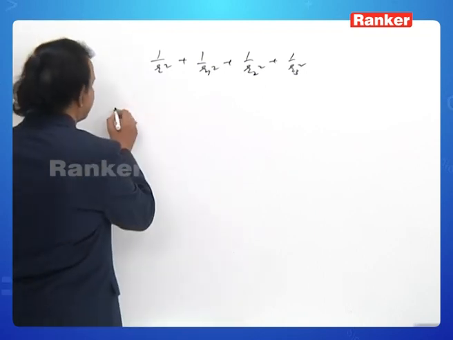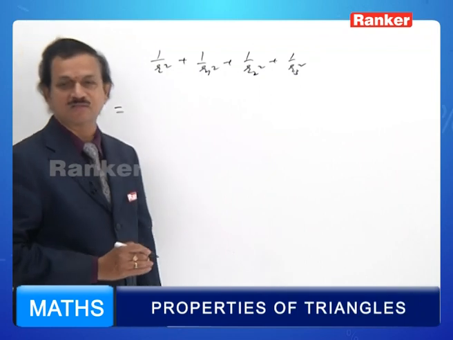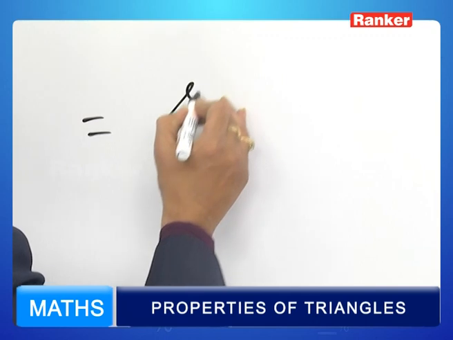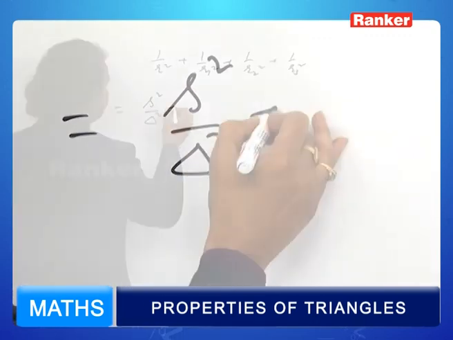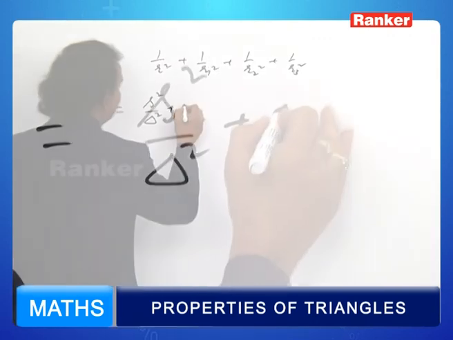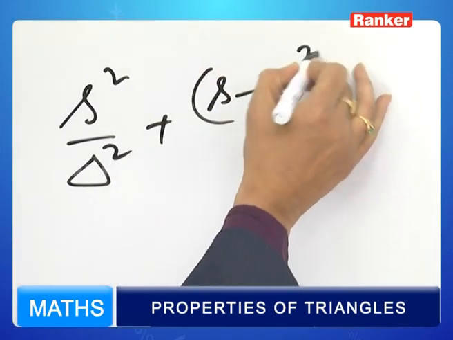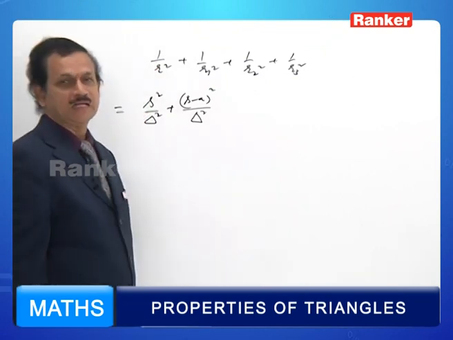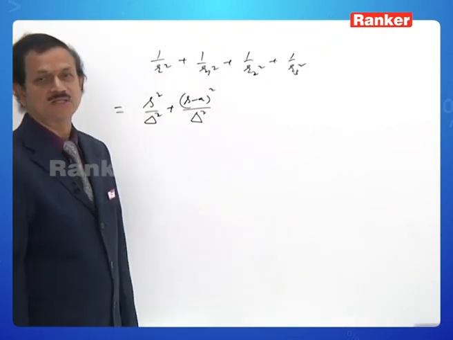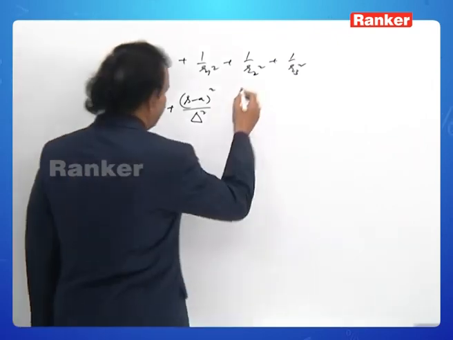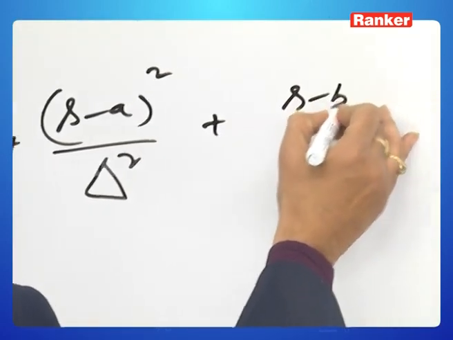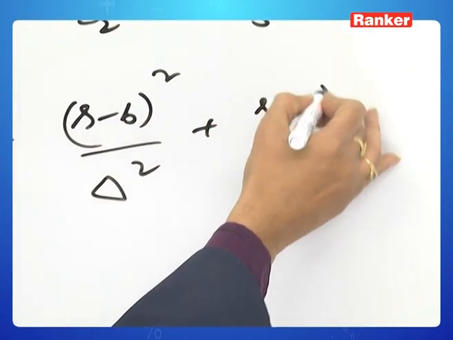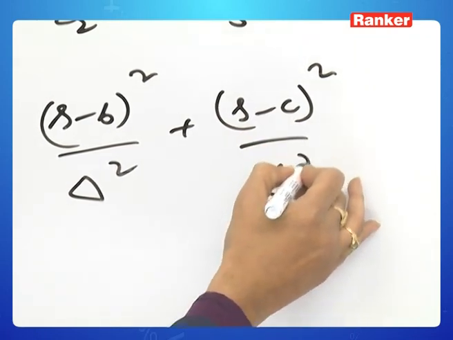Okay, what is r actually? It is delta by s. What is 1 by r? s by delta. Hence, it is s square by delta square. What about this? s minus a whole square by delta square. Why? Because r1 is delta by s minus a, so 1 by r1 is s minus a by delta. Accordingly, the other values can also be taken as s minus b whole square by delta square, s minus c whole square by delta square.